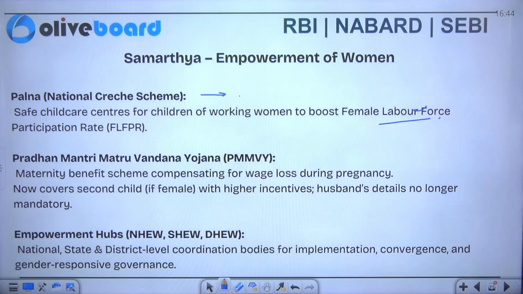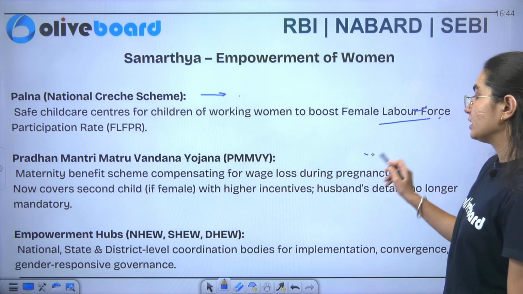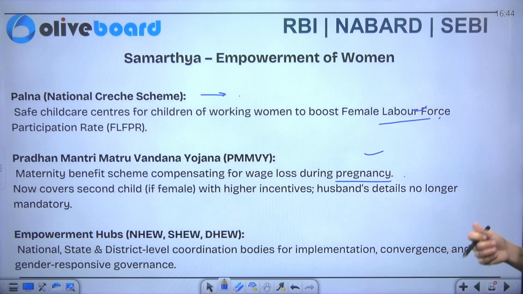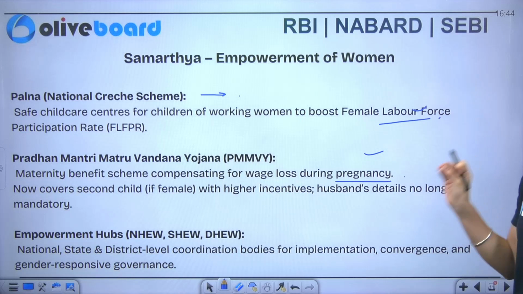Next we have is प्रधानमंत्री मातृ वंदना योजना. मातृ वंदना योजना स्पेसिफिकली किसके साथ रिलेटेड है, maternity benefit scheme है एक, जिसमें क्या इंश्योर करा जाता है, just to compensate for wage loss during pregnancy. Now it covers second child also if it is specifically female.